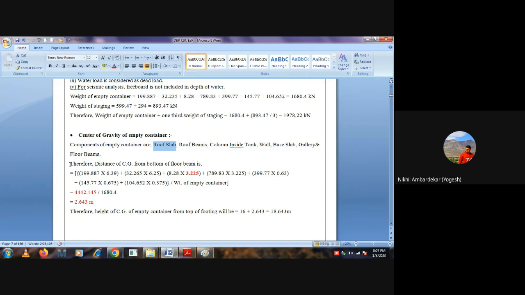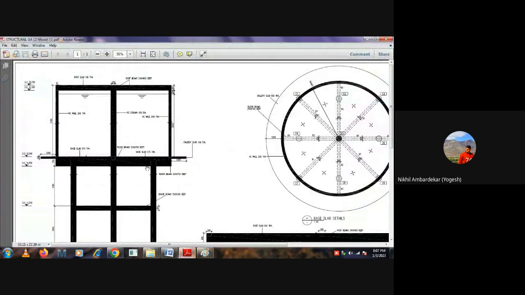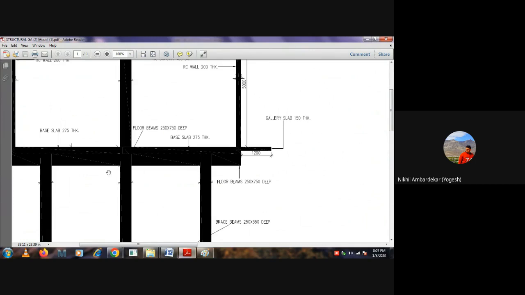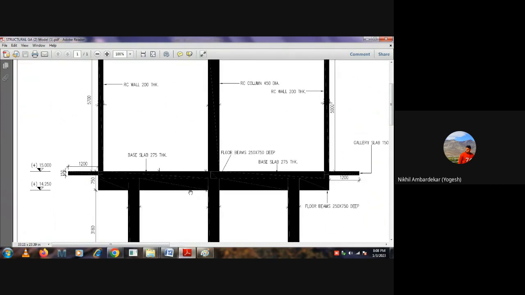So therefore, the distance of the CG from the bottom of the floor beam. This sentence is a very, very important sentence. From which reference are we calculating the CG? We are calculating the CG from the bottom of the floor beam. Suppose this is our floor beam, so we are calculating the CG from this.